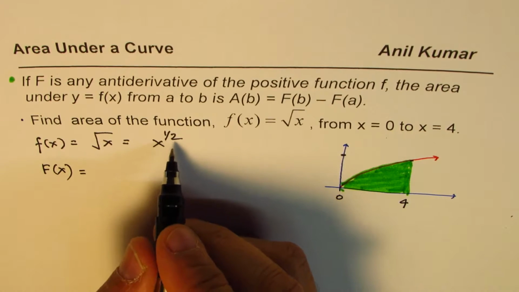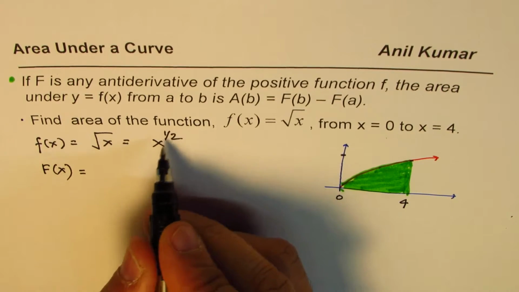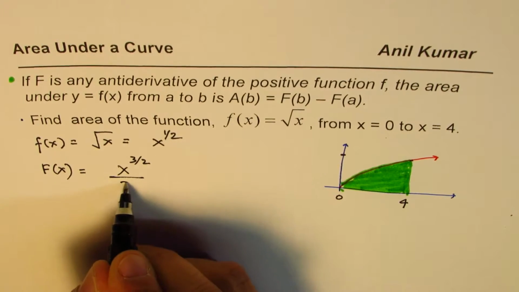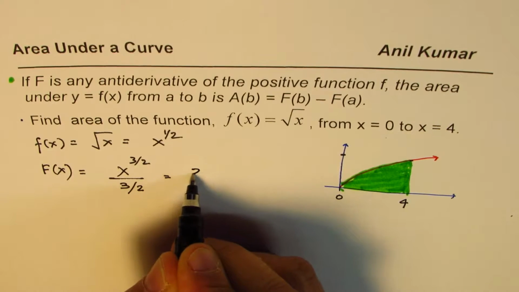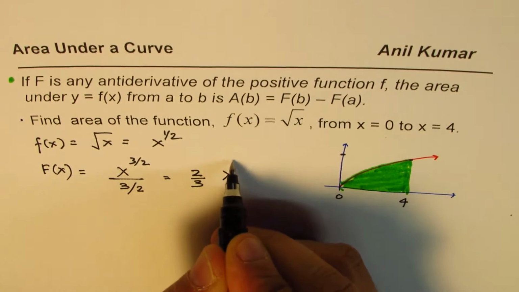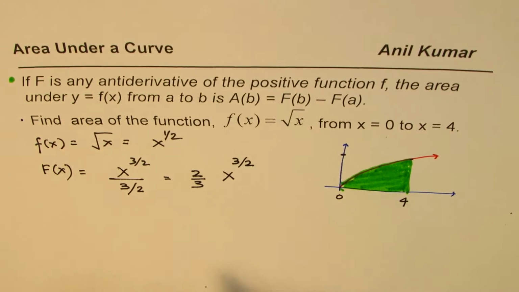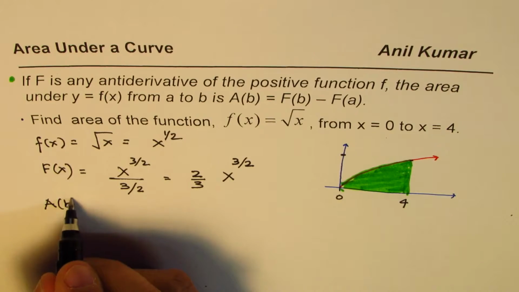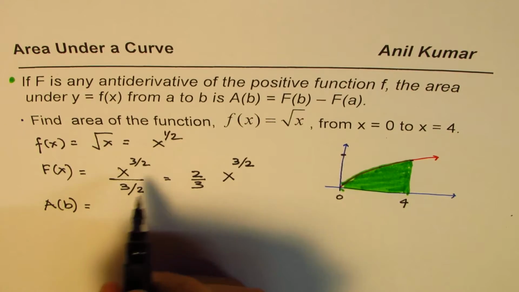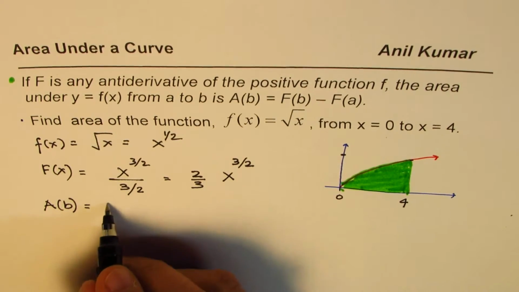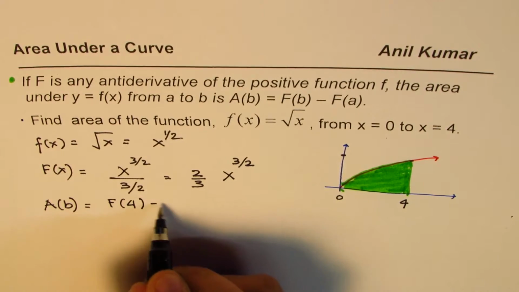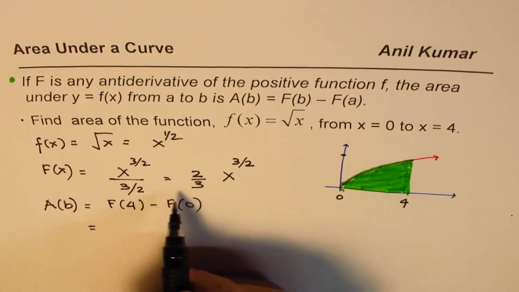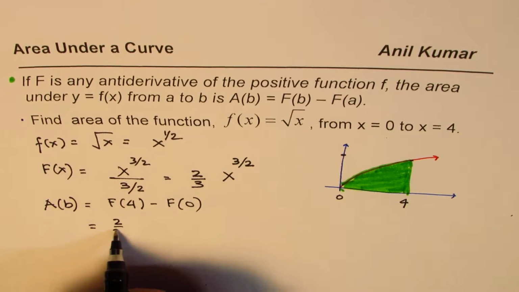The antiderivative of this will be, we have to add 1 to the power. So half plus 1 will give us 3 by 2, and then divide by 3 by 2, which is 2 over 3 x to the power of 3 by 2. Perfect. So that becomes the antiderivative, and the area in question will be equal to F of b, that is 4. So F of 4 minus F of 0.